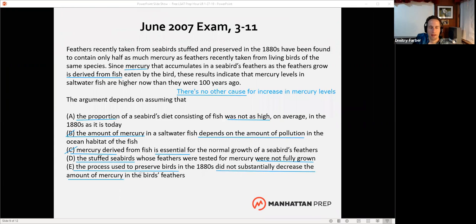So if you look at A, it's saying, well, the seabirds didn't eat as much fish back then as they do today, right? So imagine that today the seabirds eat almost entirely fish. They eat nothing but fish and the occasional French fry, right? But back in 1880, they ate a little bit of fish. They ate some mice they found on the shore. They ate seaweed, you know, whatever. Doesn't matter what they ate, right? Candy bars, right? But they weren't eating as much fish. If that were true, what effect would that have, do you think, on the mercury in their body, in their feathers?